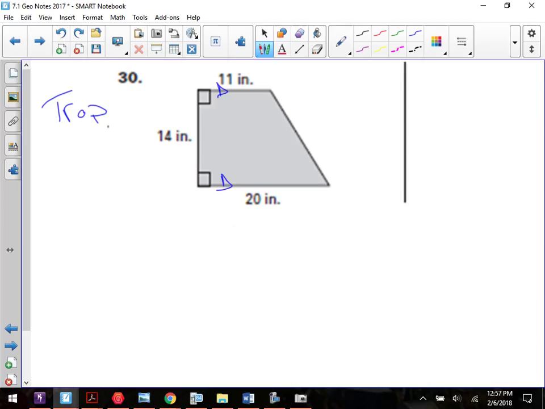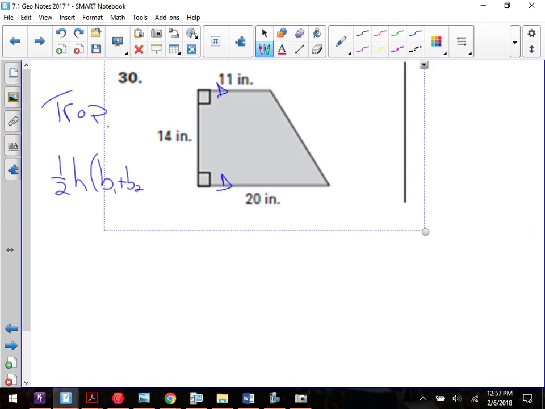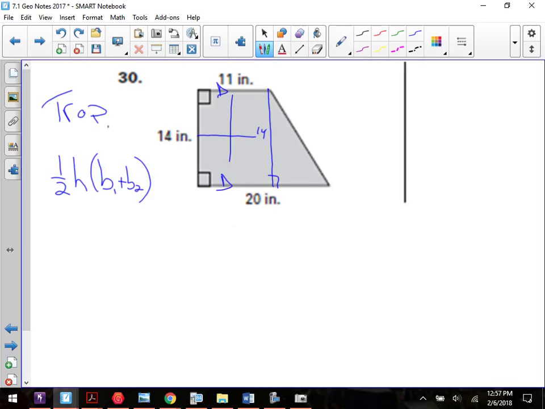So you can do the area of a trapezoid, which I don't know is on the board or not. You could have Googled. 1/2 the height times the sum of the bases, or create what's called a composite figure. A composite figure means a rectangle and a triangle. Just by redrawing it, you can do that. So that moves this 14 over here as well, and it moves the 11 down here.